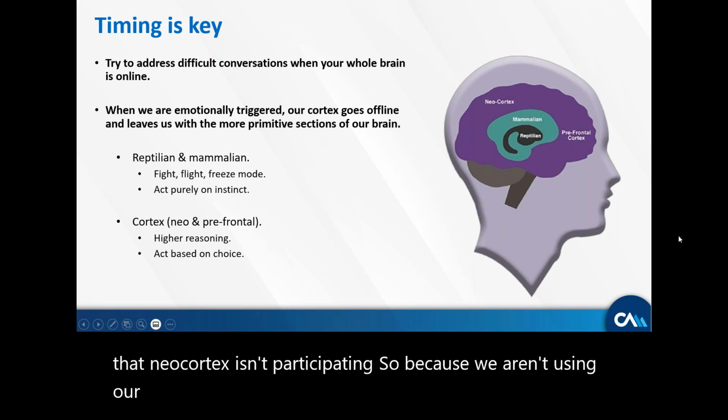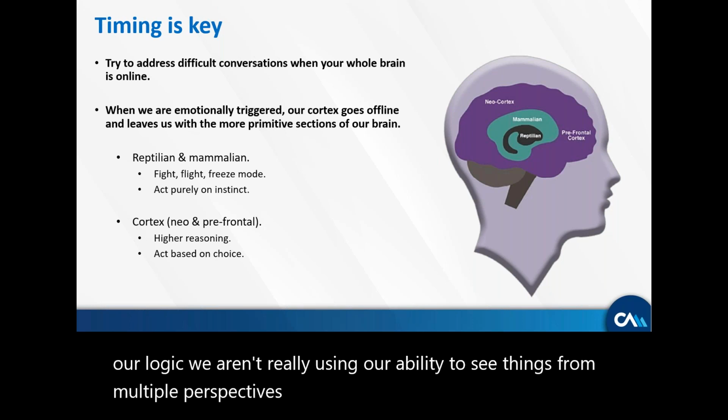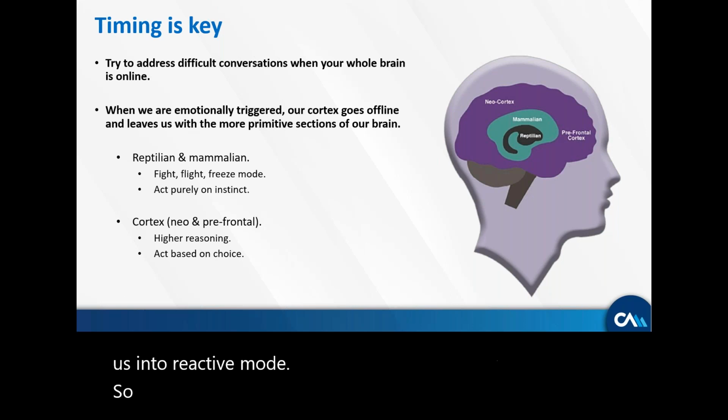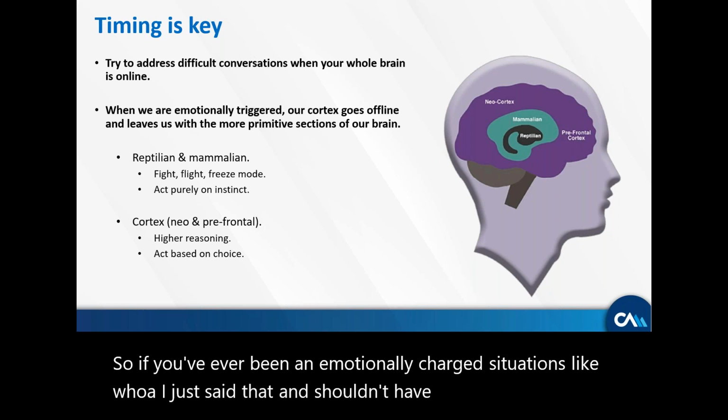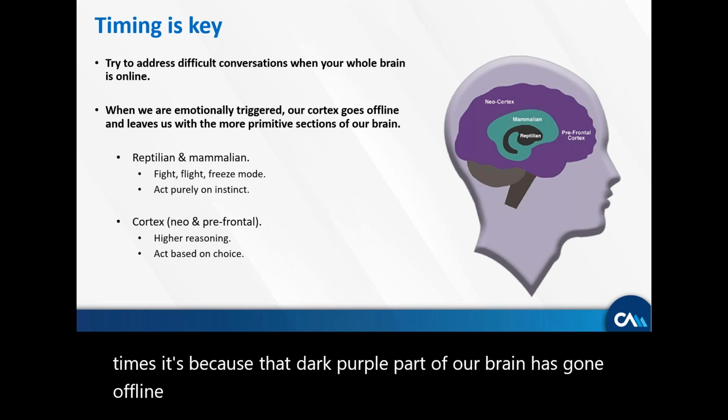Because we aren't using our logic, we aren't really using our ability to see things from multiple perspectives, like, here are three different ways I could respond, what is probably going to be the best one? It puts us into reactive mode. So if you've ever been in an emotionally charged situation, and thought, whoa, I just said that and shouldn't have said that, a lot of times it's because that dark purple part of our brain has gone offline.